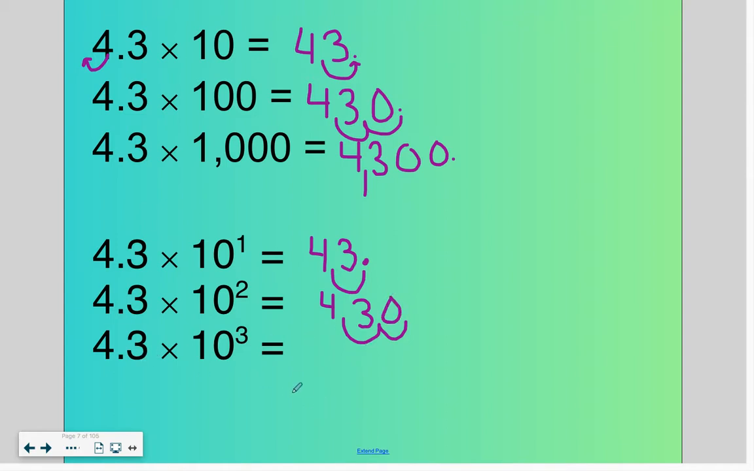For 4.3 times 10 to the third, we're going to write our digits 4, 3, put our marker or pencil where that decimal would be. We need to move that decimal over 3 times, 1, 2, 3. So we need to fill it with 2 zeros and then go back and add our comma.